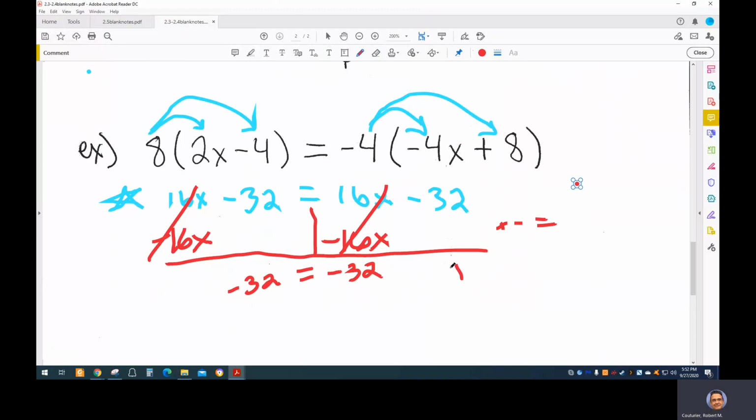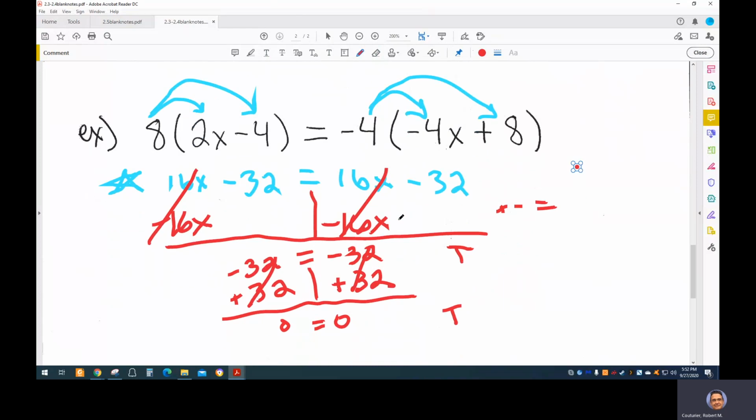That is a true statement. Negative 32 does equal negative 32. Say you said, oh, well, I don't trust that, I'm going to keep following the rules. So you're going to add 32 to both sides. 0 equals 0, because these cancel. This is still a true statement. This, guys, is called an identity.